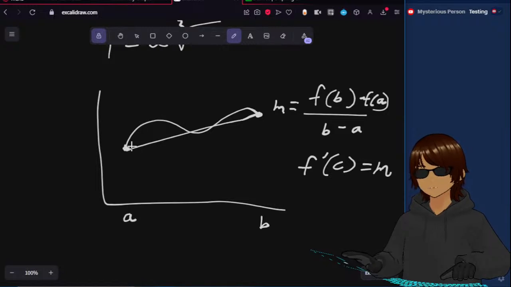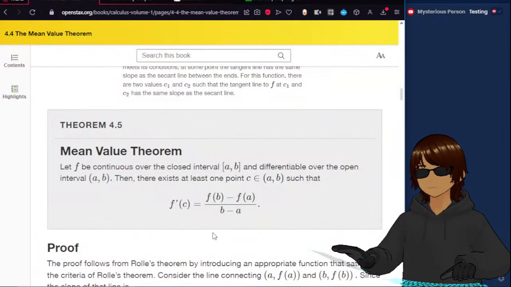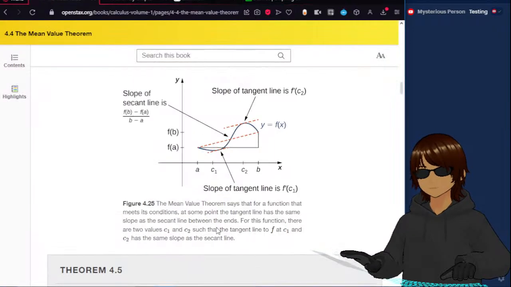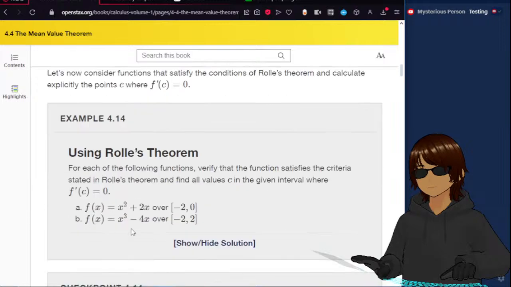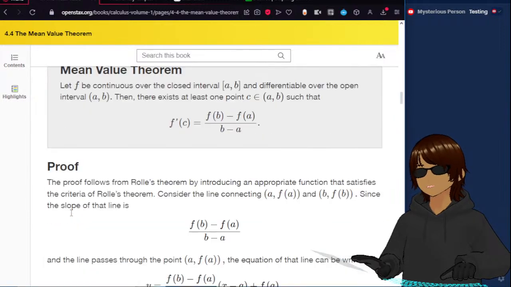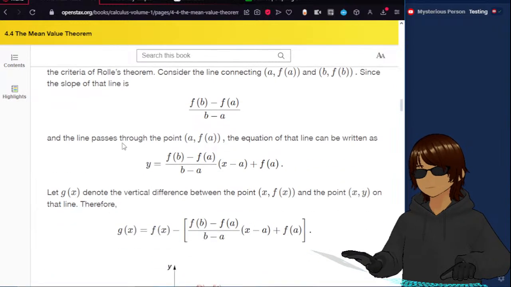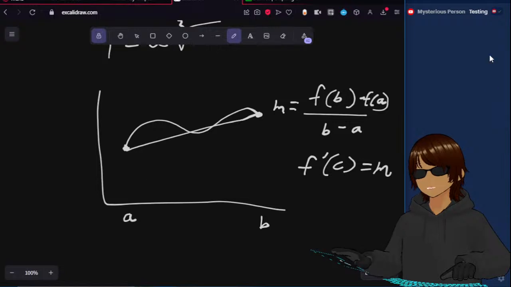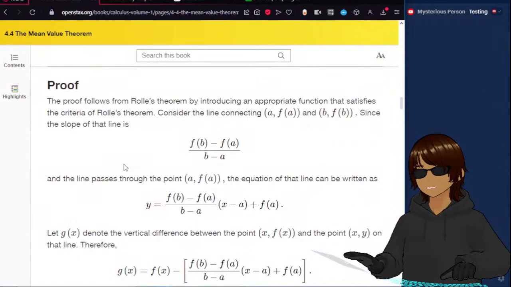Sure. It's like Rolle's theorem but slanted, for all orientations. Okay. Do we really need proof for this?